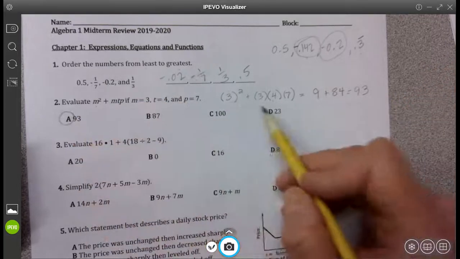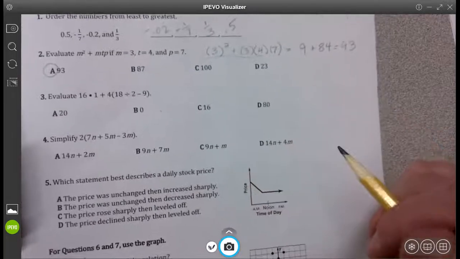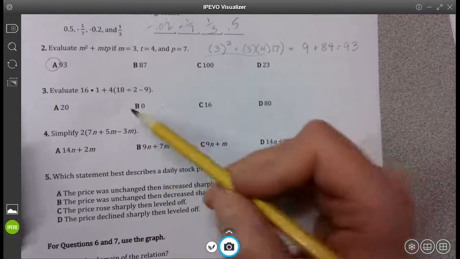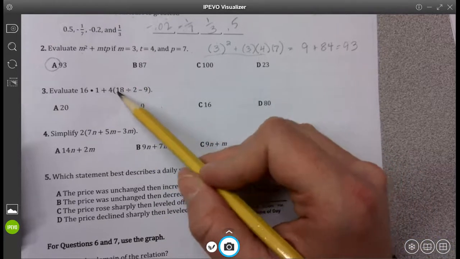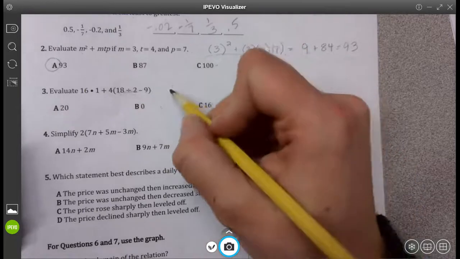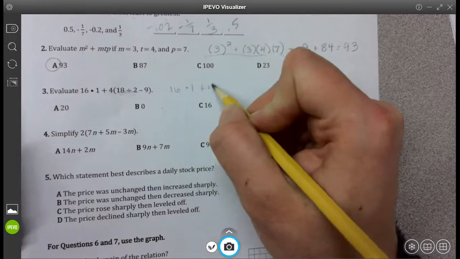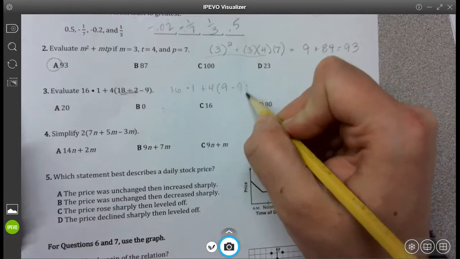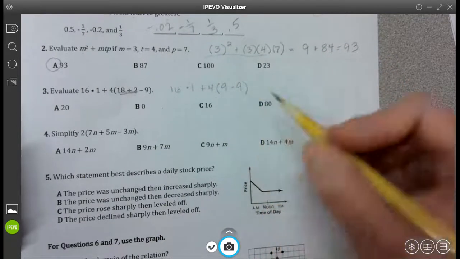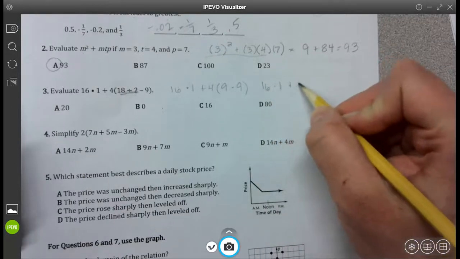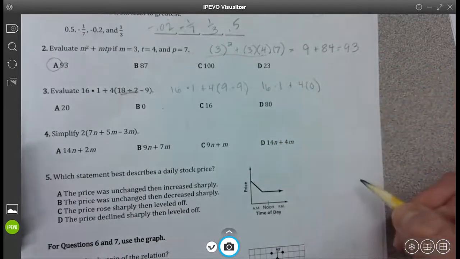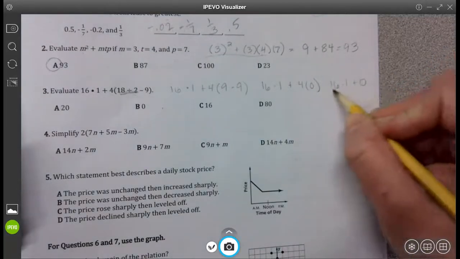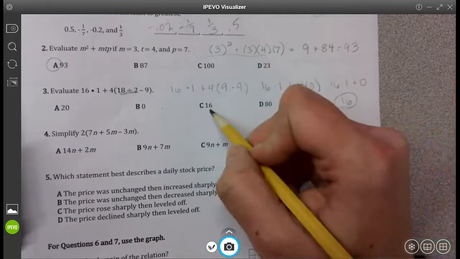Here's the thing, you have a calculator, you can just type it right in, but you don't really need one. Evaluate. Like I said, you could type it in your calculator or think about it. Parentheses come first, exponents, we don't have any. Multiplication, division. So it's going to be 16 times 1 plus 4. Inside the parentheses, we're going to deal with 18 divided by 2, which is 9, and then we have -9. We're going to still deal with the parentheses, so it's 16 times 1 plus 4 times the quantity 0. 4 times 0 is 0. 16 times 1 is 16. Your answer is C.